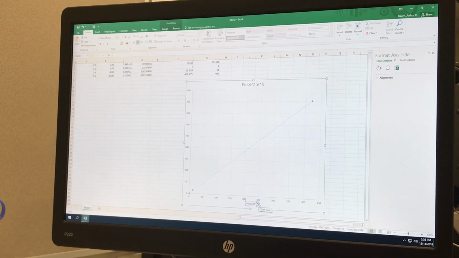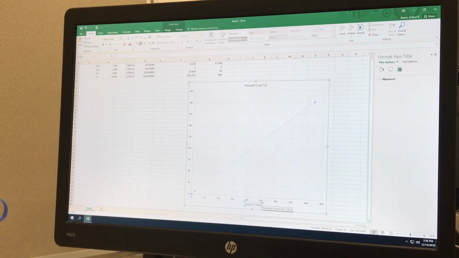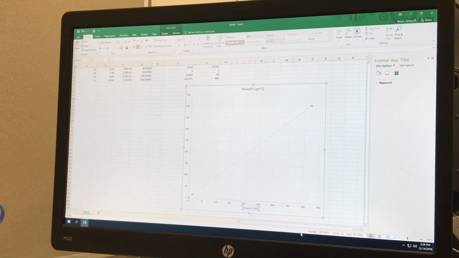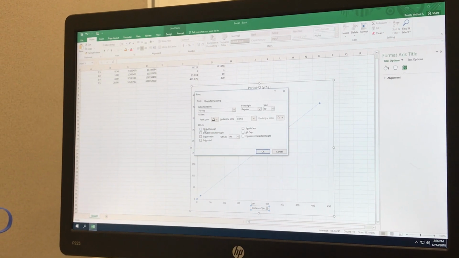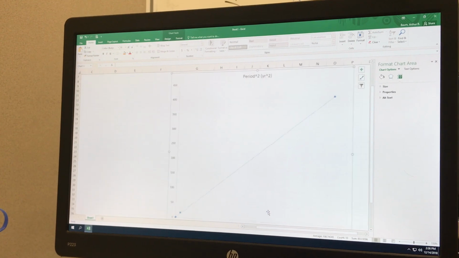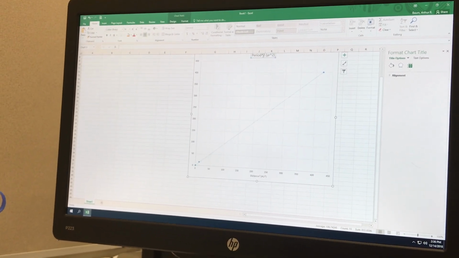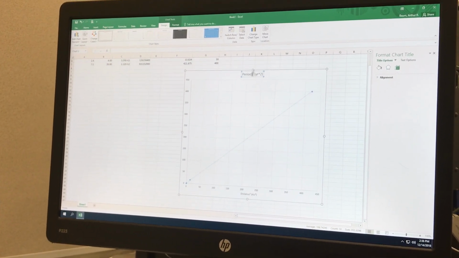AU. Oh, the problem is, AU's cubed, because if it's AU's and you cube it, it's cubic AU's. Superscript, so that it looks a little bit nicer than having the carets everywhere. And maybe I do the same thing on the vertical axis.